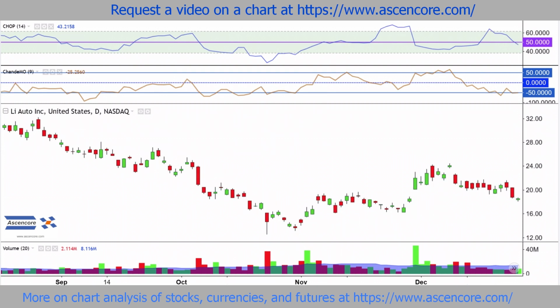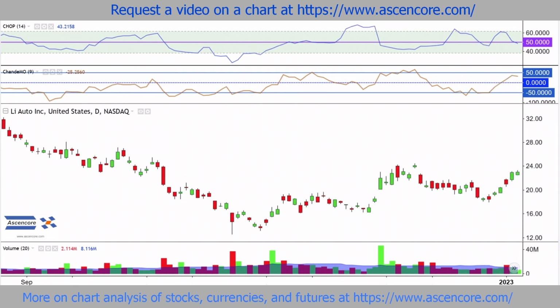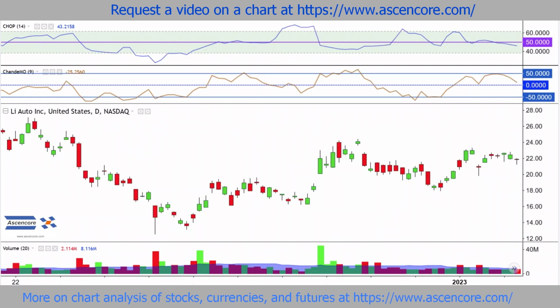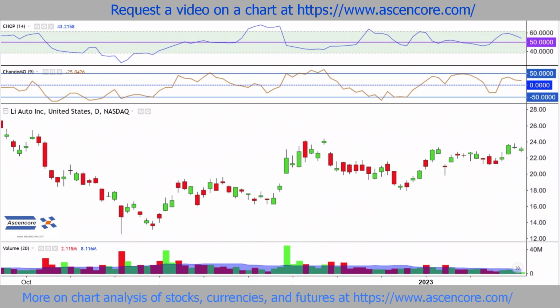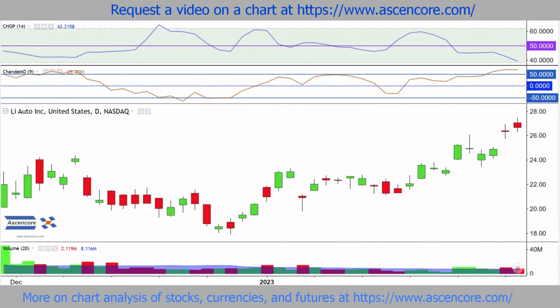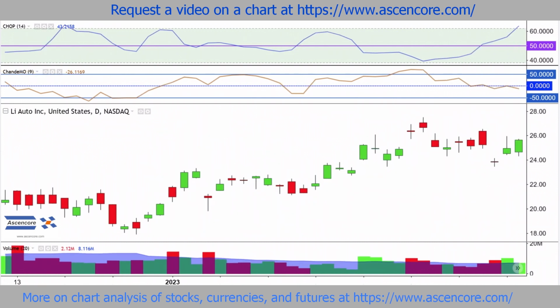For an uptrend like in this example, falling values for the Chandy Momentum Oscillator and rising values for the Choppiness Index help identify when price could begin to slow down towards consolidation and even a possible bearish reversal.